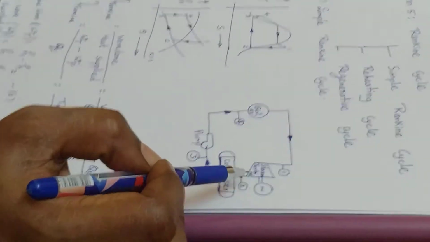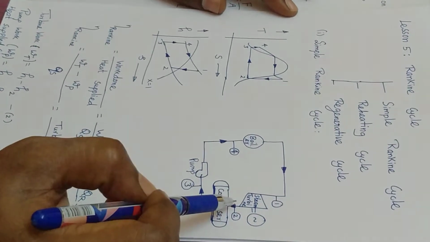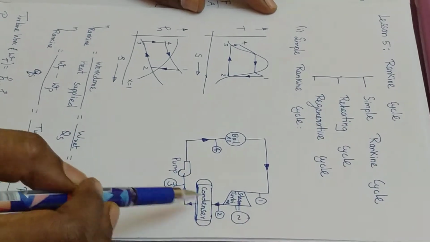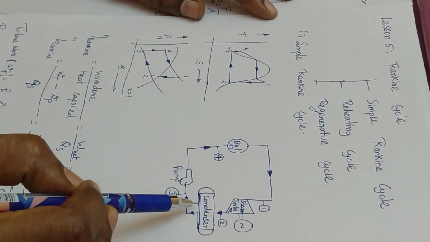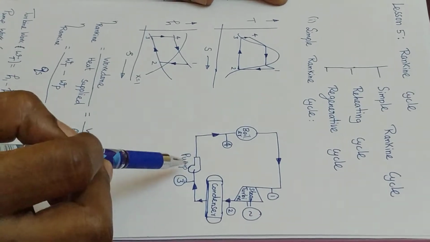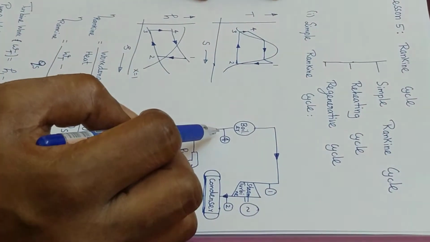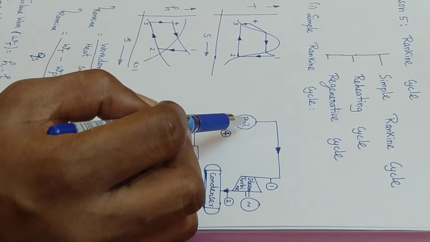Between 1 and 2, the expansion takes place in the steam turbine. The expansion is isentropic expansion. Between 2 and 3, constant pressure heat rejection takes place in the steam condenser. Between 3 and 4, isentropic compression takes place in the pump. And between 4 and 1, constant pressure heat addition takes place in the boiler.